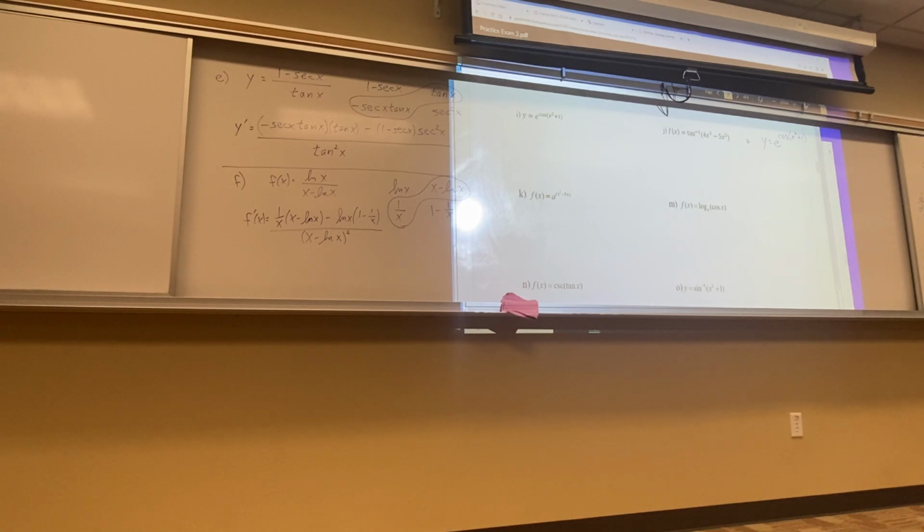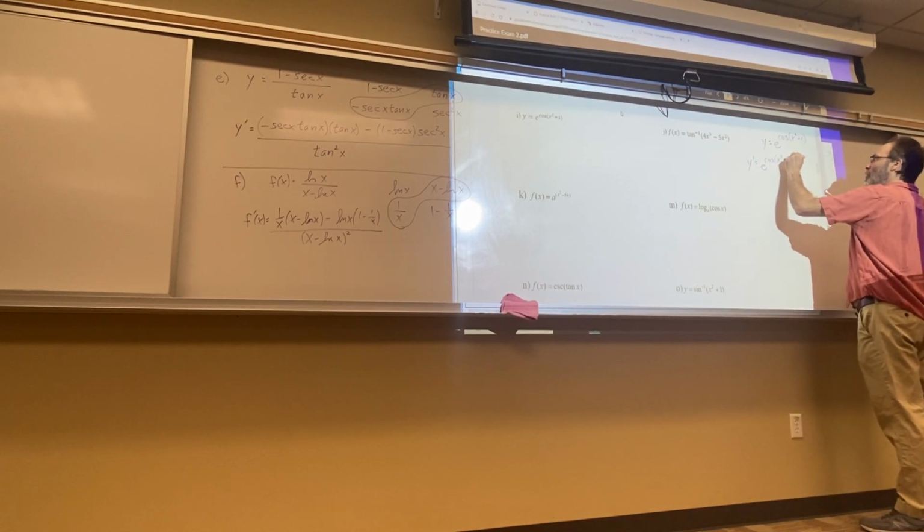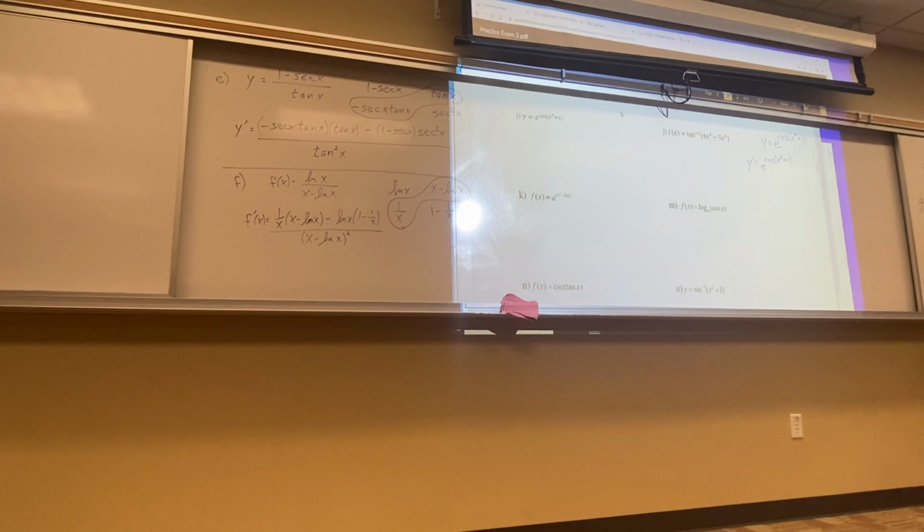How do we take the derivative of an exponential? First thing you always do is just copy it down the way it is. So y prime is e to the cosine of x squared plus 1. Is it the right base? Is it the base we like, or is it an alternative base? What's the base that we like?